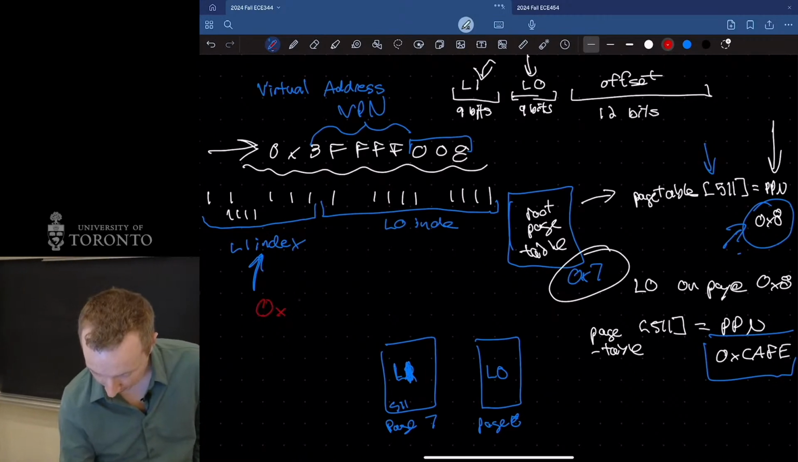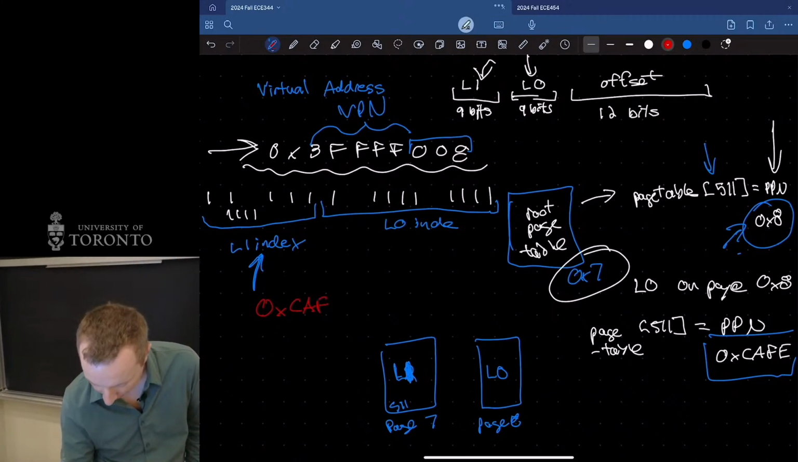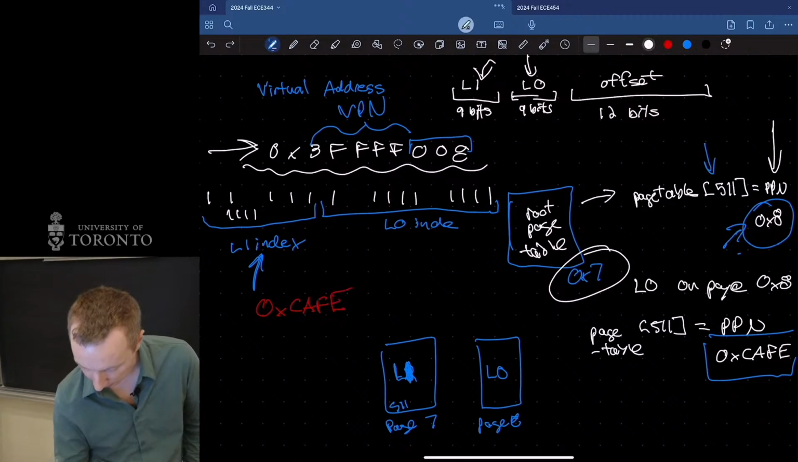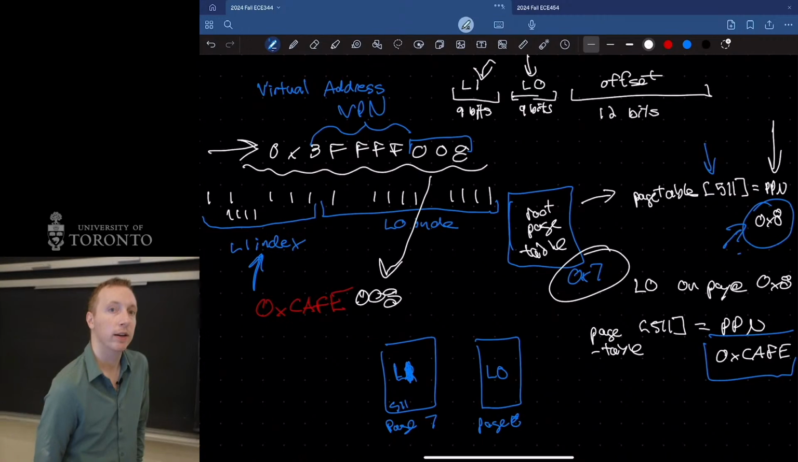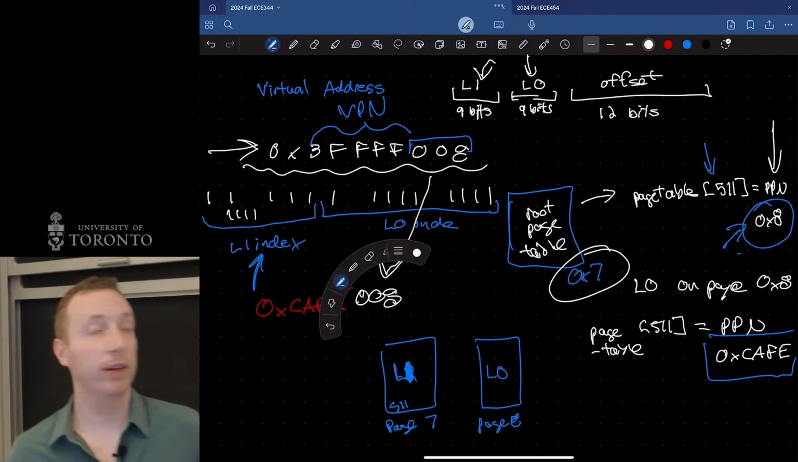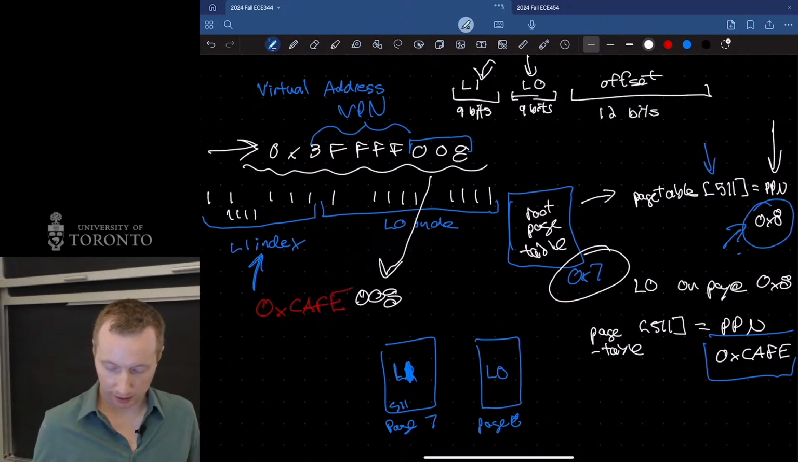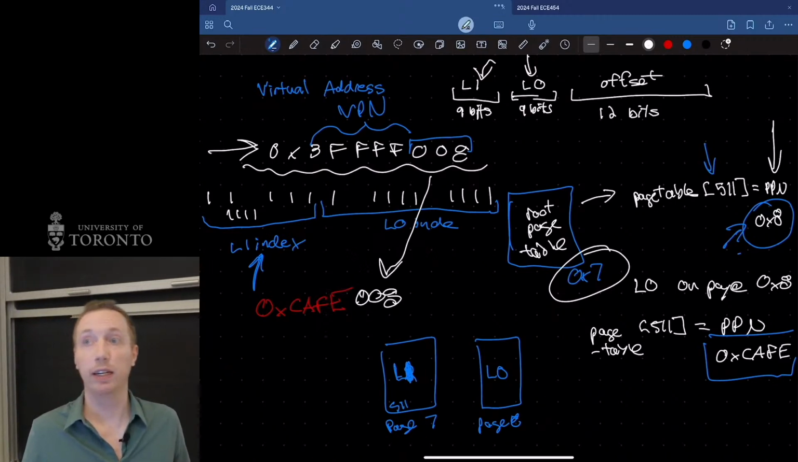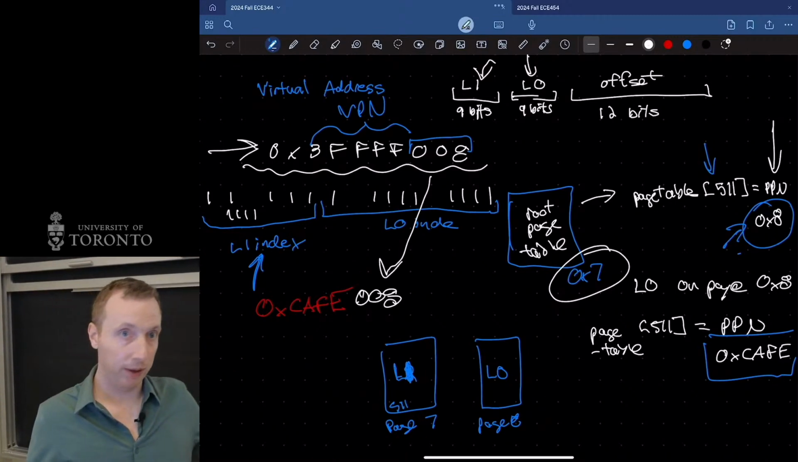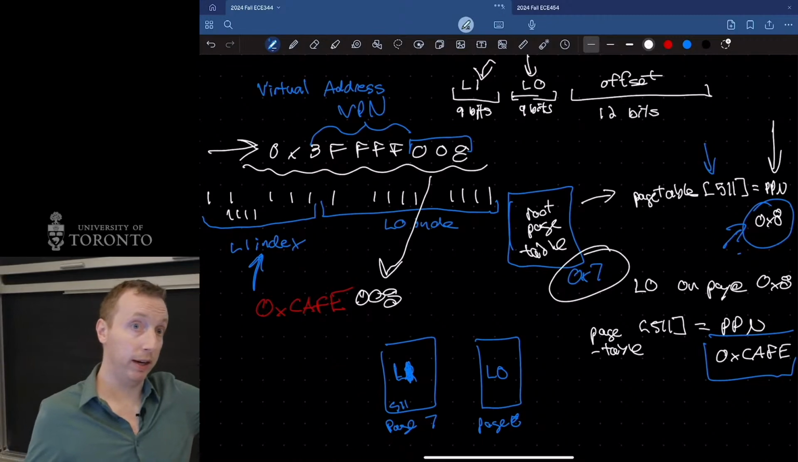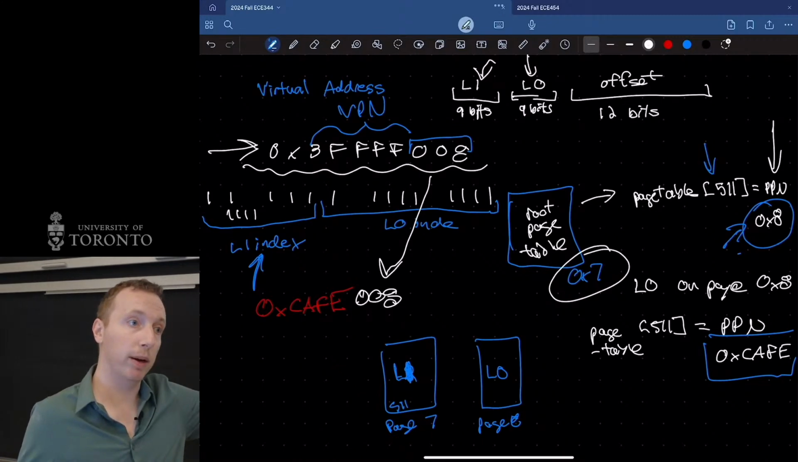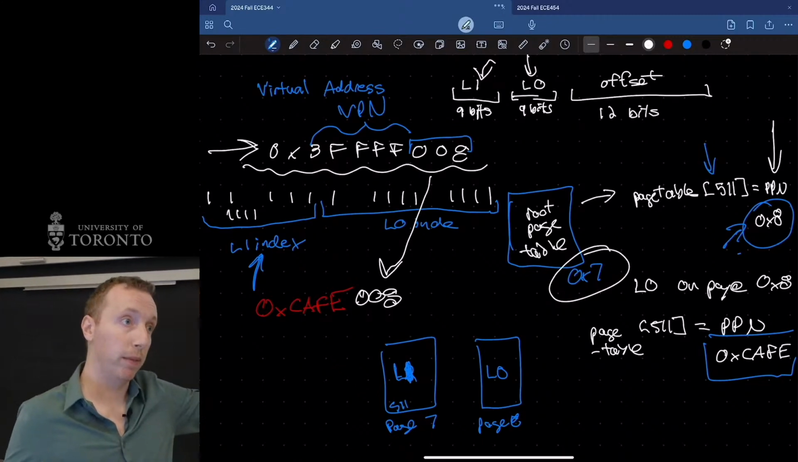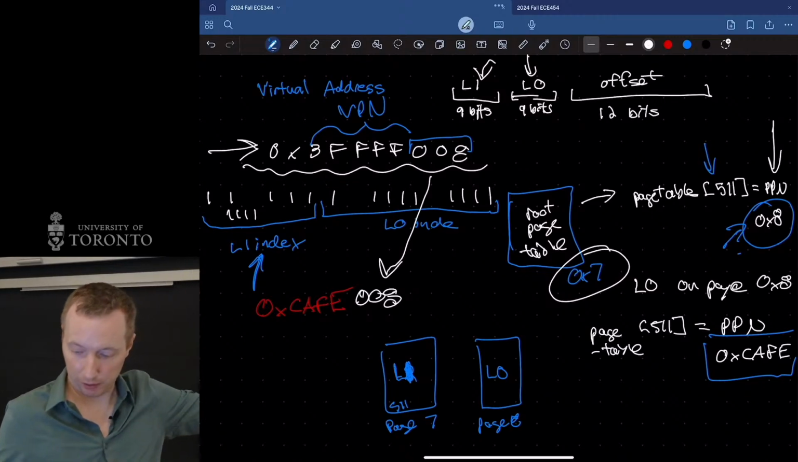Just CAFE with the offset from before, right? We don't translate that. So my final resulting physical address, in this case, is CAFE008. Whenever you get to the entry in the L0 page table, that tells you what physical page is used for this virtual page number.